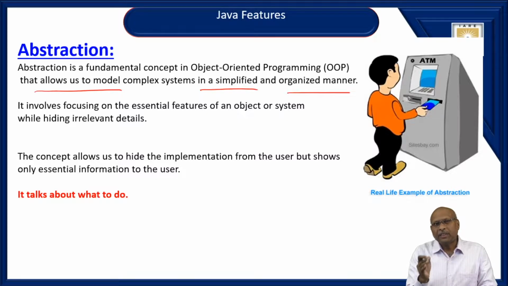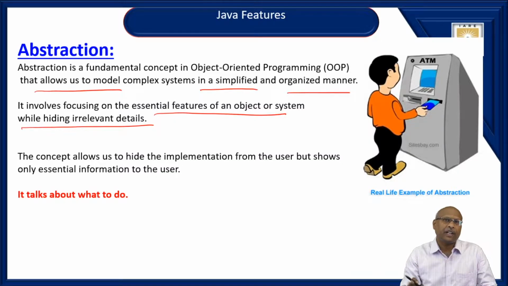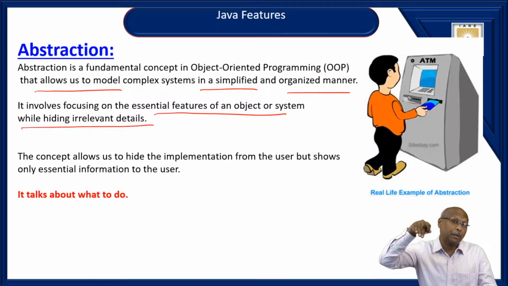So abstraction talks about only high level details. Internally how the ATM works we are not discussing. What circuits are there, what different mechanisms are installed internally, we are not discussing those things. We are only discussing what exactly we can do with the ATM. That is nothing but abstraction. It involves focusing on the essential features of an object-oriented system while hiding the irrelevant details. Those internal details are not relevant to us. That is for the developer, the person who is designing.